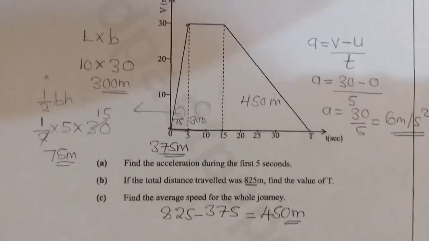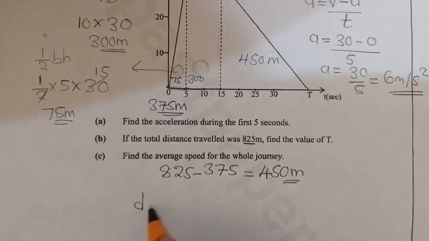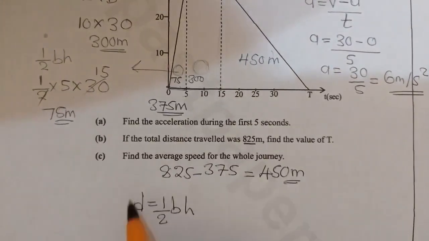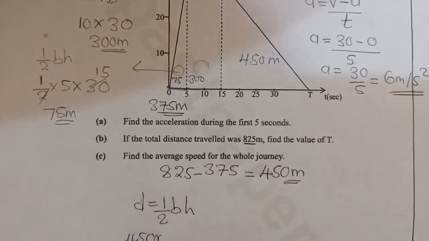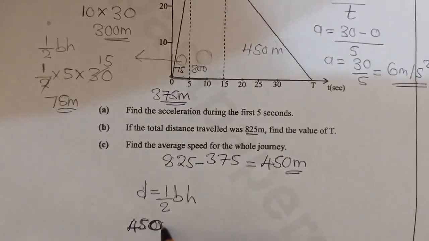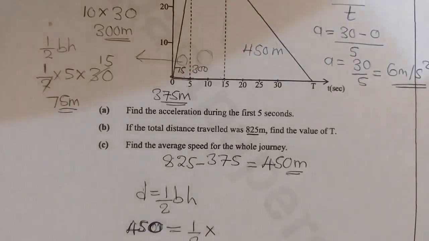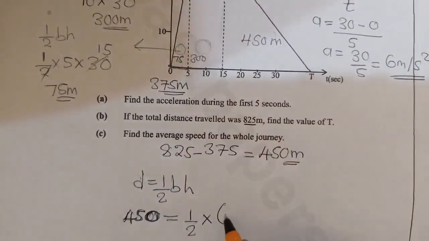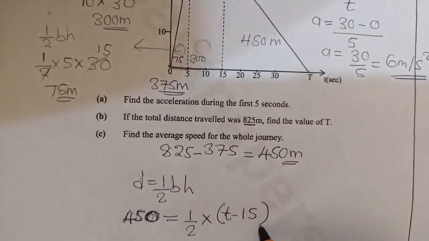So I'm going to use the formula for the triangle, where distance is equal to half BH. What is the distance? 450 meters, so I won't include the units. I'll just say 450, which is equal to half times the base. The base is t minus 15. What is the height?